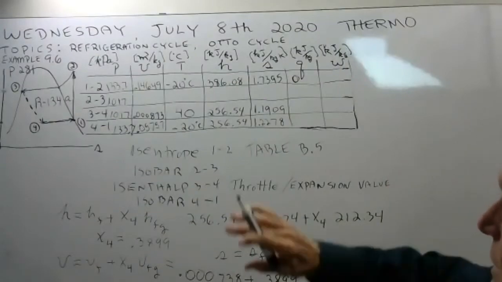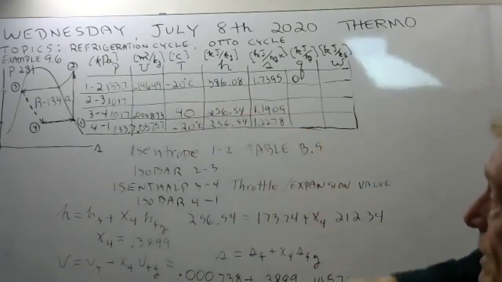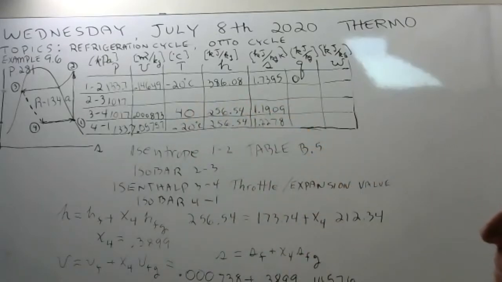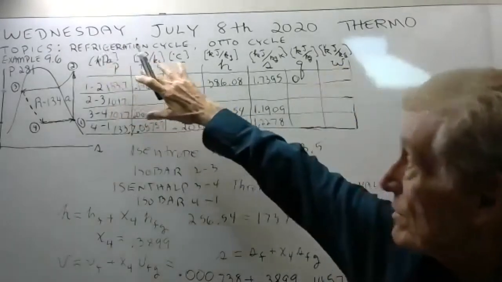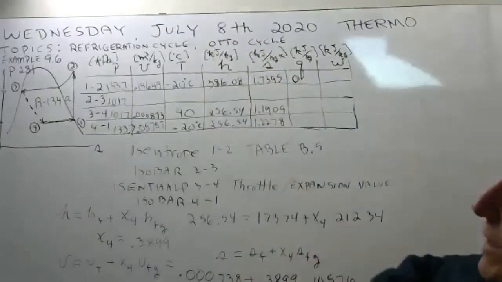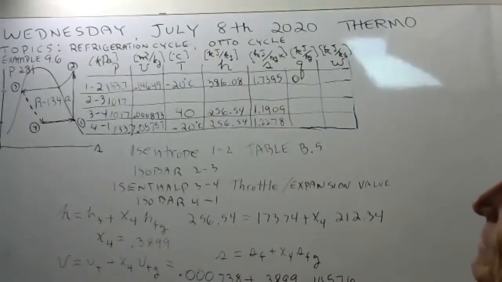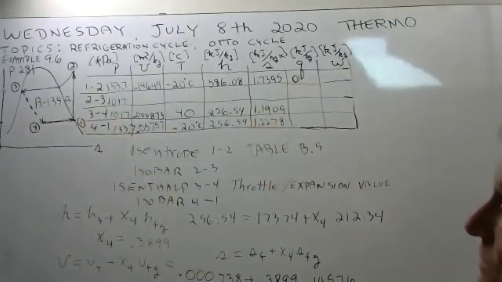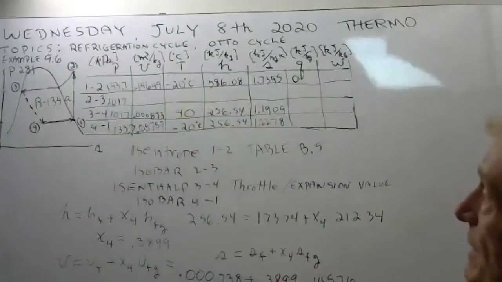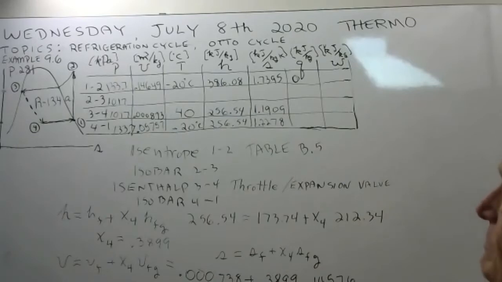Well, we're doing great. We're going to fill this in here next. The topic for today, for right now, is the refrigeration cycle. Later, we're going to do the Otto cycle. But right now, we're doing a refrigeration cycle. It has 4 processes, and it goes around and around in a cycle. But we're not through filling in this table of property values and energy transfers.